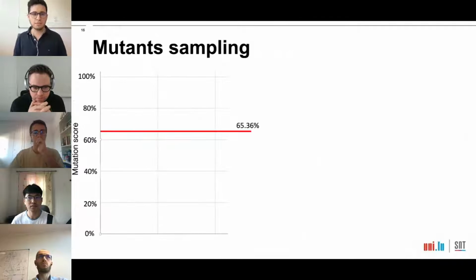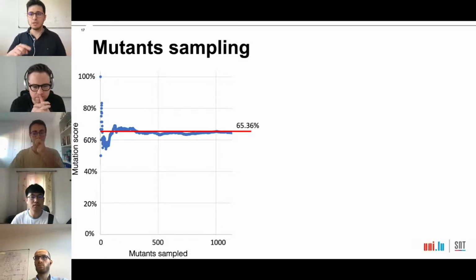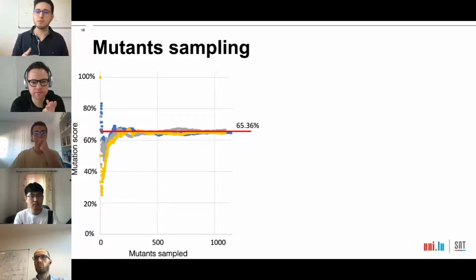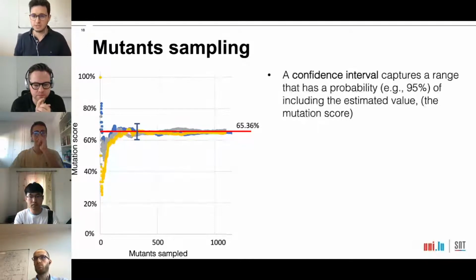For example, let's say the mutation score of a system is 65%. When we sample, the estimated mutation score will vary based on the number of mutants that we are sampling. With a larger sample, we will obtain a mutation score that is close to the actual one. So we would like to stop sampling when we are close enough to the actual mutation score. For this, we developed a method to determine when we are close enough based on the computation of the confidence interval.